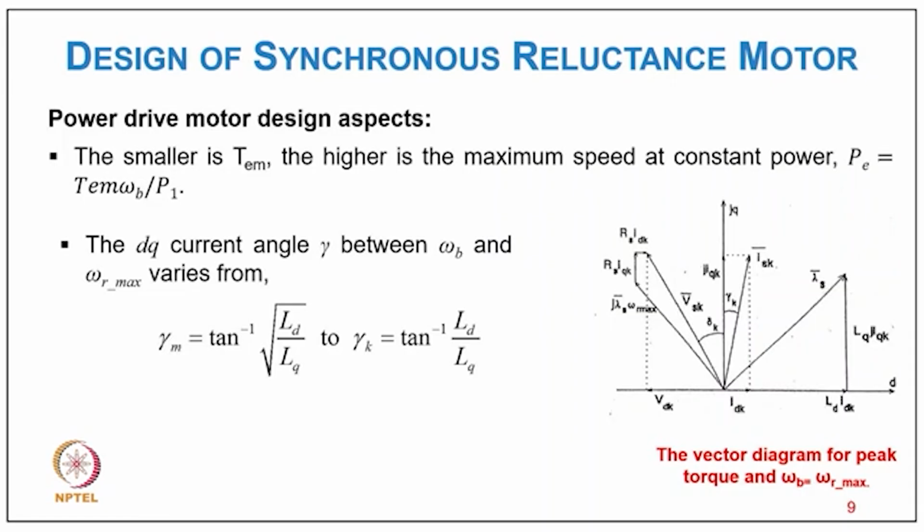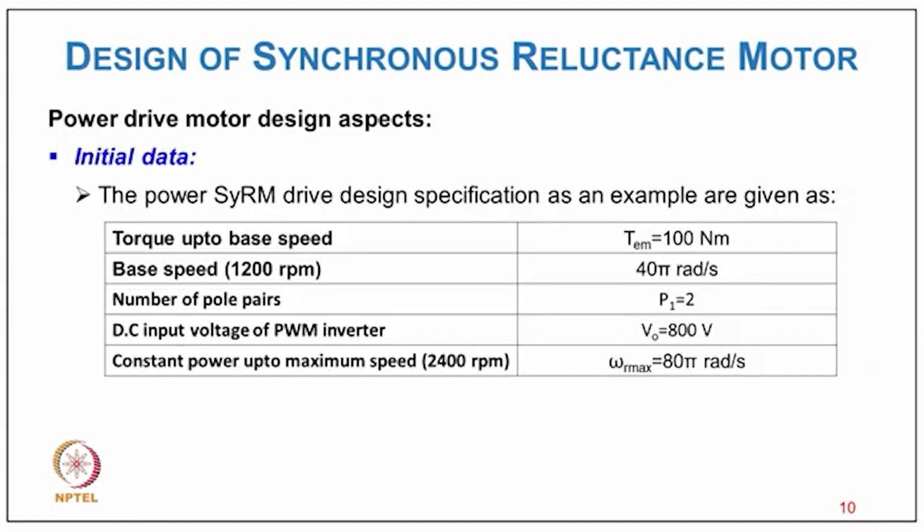P equal to Tm omega b upon p1, and the DQ current angle gamma between omega b and omega r varies from gamma m equal to tan inverse square root of Ld upon Lq to gamma k equal to tan inverse Ld upon Lq. As you can see, this is the vector diagram for peak torque and omega b equal to omega r b maximum. So, coming to the power drive design aspect.